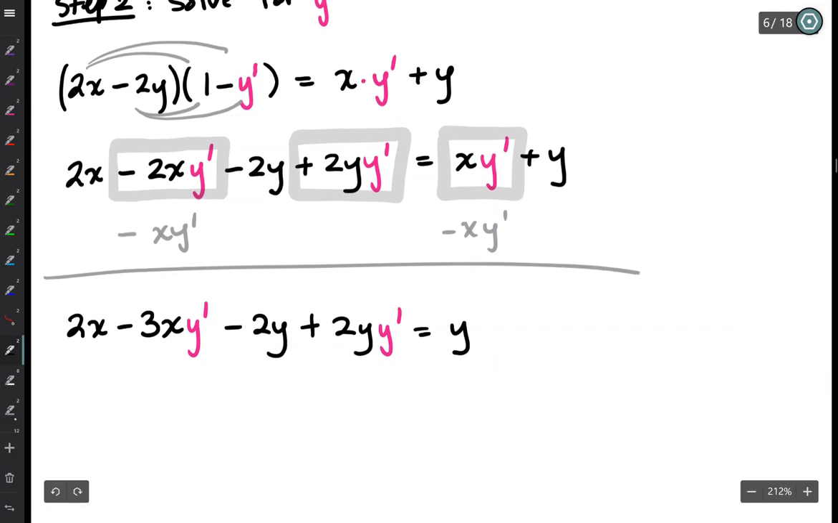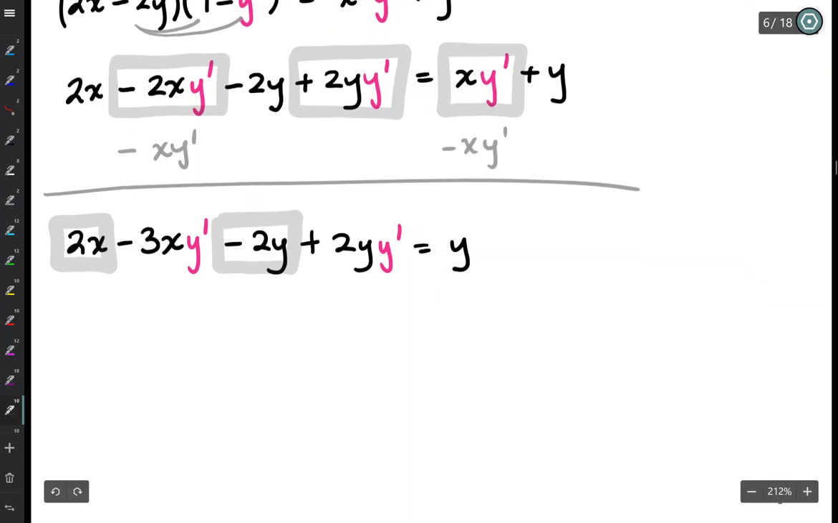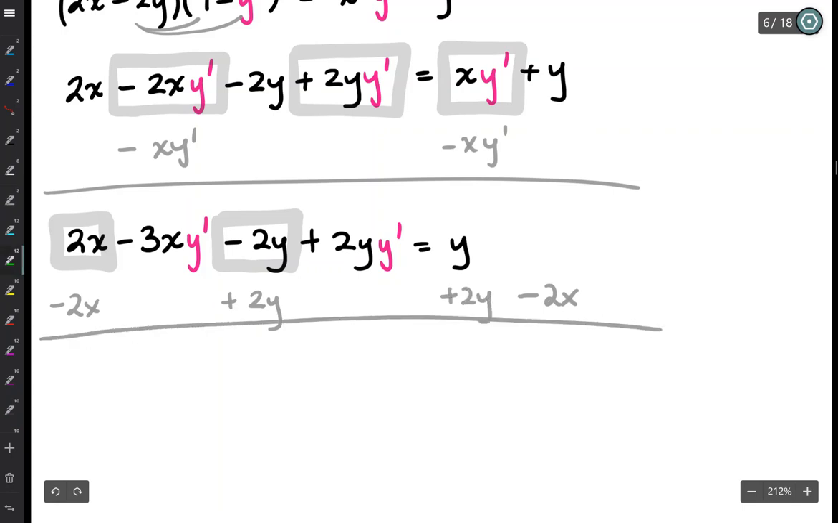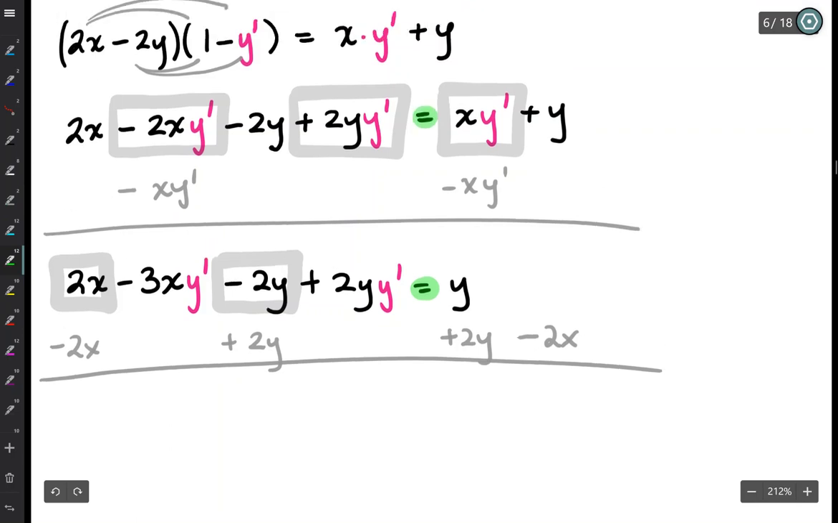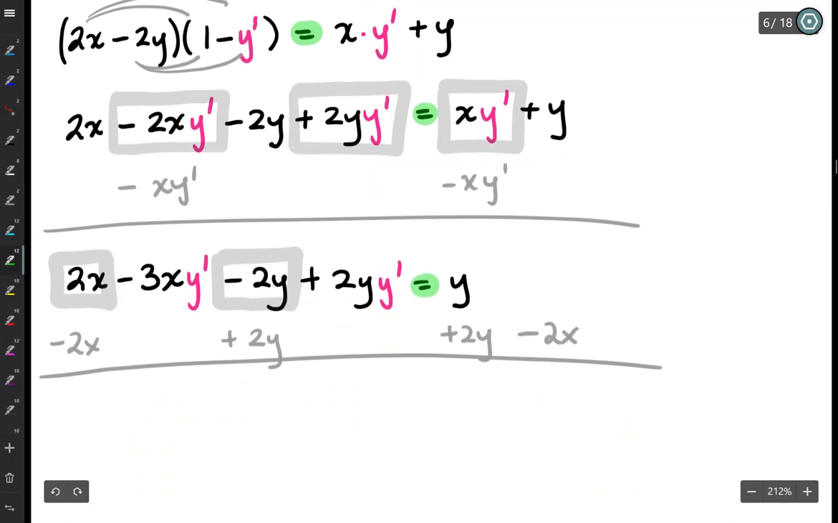Excellent. So now I see all these terms, the positive 2x right there, and the minus 2y right there, they don't have y prime factors in them. So I'm going to get those guys on the right-hand side of the equation. I'm going to go ahead and subtract 2x from both sides, and I'm going to add 2y to both sides. When these equations are long, sometimes it's real helpful to kind of keep track of your equals sign. Makes it a little easier to read.